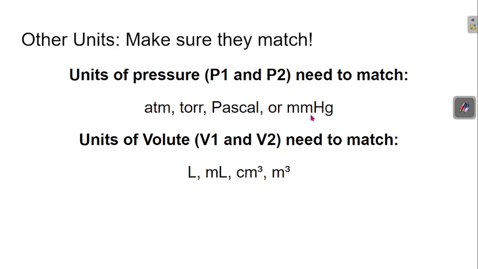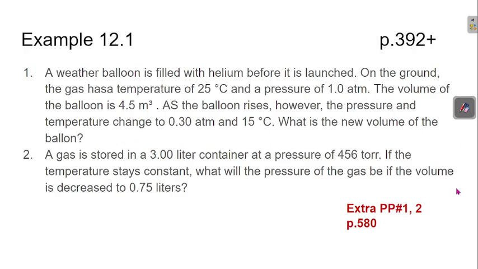If they don't ask for a specific unit, you can use the units they give you, but they need to match. And the same thing for the units of volume. So volume 1 and volume 2, their units need to match. If you're using liters, milliliters, cubic centimeters, or cubic meters, they need to match. And you already know that for temperature, you're going to be using Kelvin. So how do we use all this information in a problem?